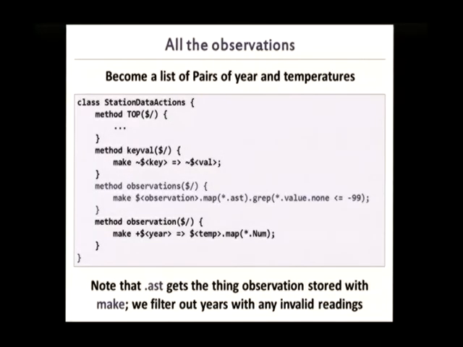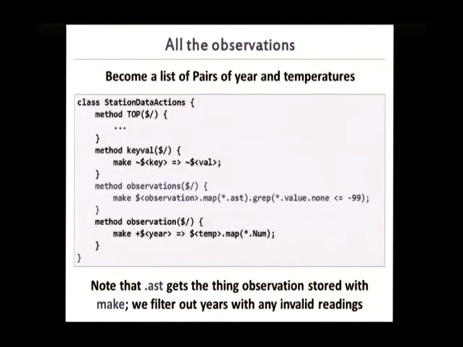And a level up, what I do is I take all of the observations. Remember, observation was plussed, it was quantified, so it's a plus quantifier, so we have lots of them. And what I do is I map them, and I get the AST, and then I didn't used to have this grep on the end, and then I found something really, really horrible. It turns out that a bunch of the data files indicate missing data by having a temperature of -99, which I guess will never actually happen on Earth, at least not in the real world, but we need to filter them out.